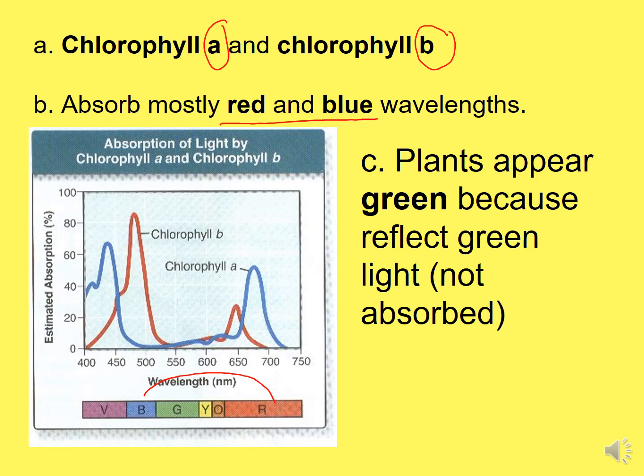So when you have fall, we have red, orange, yellow plants. When we have spring, we have green leaves. Some leaves actually can turn into almost like a purplish blue. And so that's what's being absorbed, okay? So the red and blue is being absorbed, but we actually see what's being reflected. So plants appear green because green light is reflected, not absorbed.